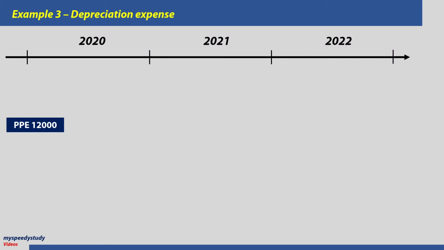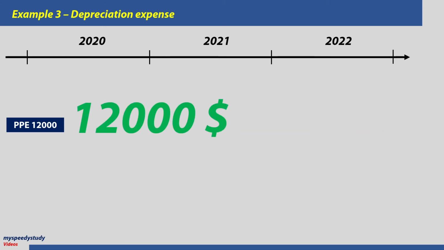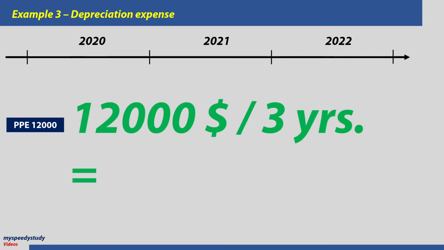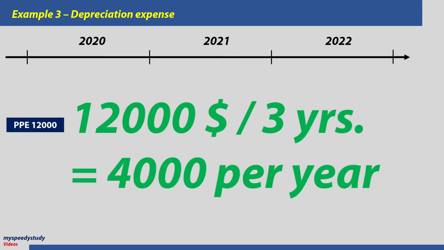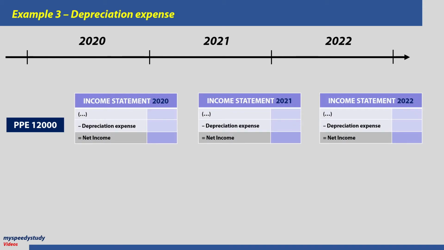At the beginning of 2020, the company has put the 12,000 in the balance sheet as PPE. If the company expects that the mattresses will be used for 3 years, they will depreciate the mattresses over 3 years. And this is how it works. Divide the 12,000 by the years of useful life. In our case, 12,000 divided by 3 is 4,000. And put the 4,000 in each of the following income statements as a depreciation expense, reducing profit by that amount.